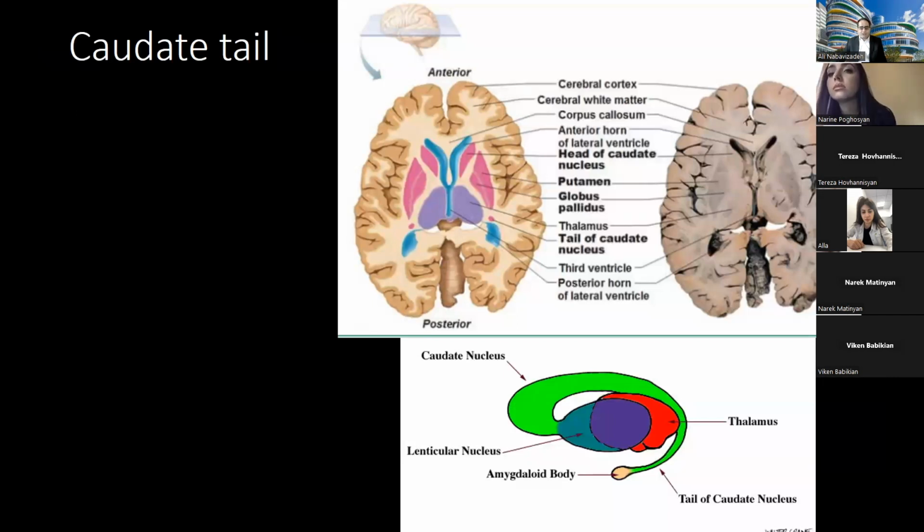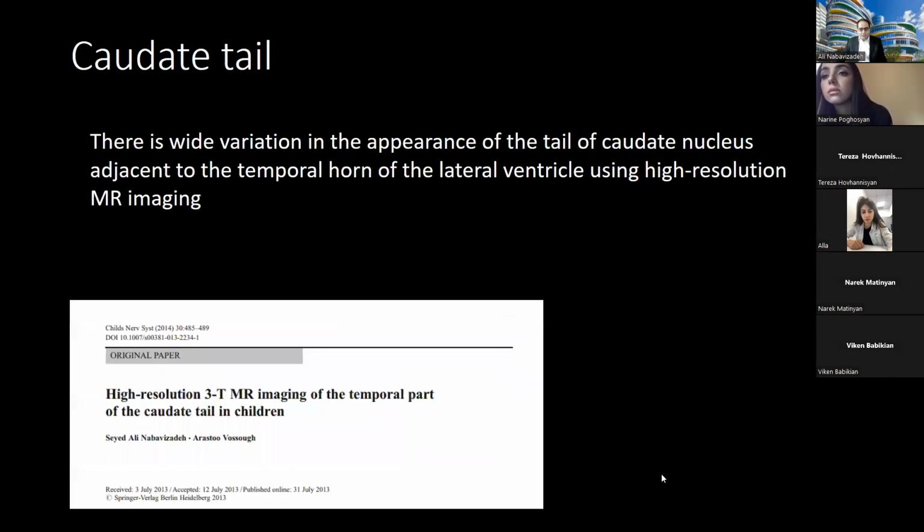The caudate tail is an interesting structure in the brain. When everyone talks about the caudate, they usually refer to the caudate head and body. And sometimes, especially trainees, forget that the caudate is a very long structure, and it has a tail that travels all the way into the temporal lobe, and finally connects to the amygdaloid body. And so the caudate tail, when it is adjacent to the temporal horn, can have a variable imaging appearance.